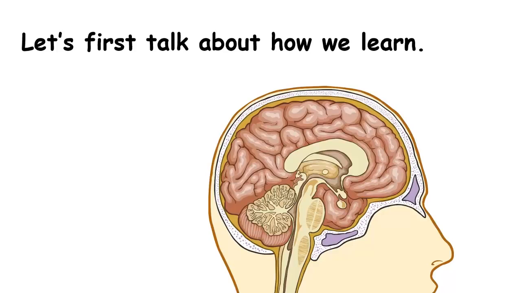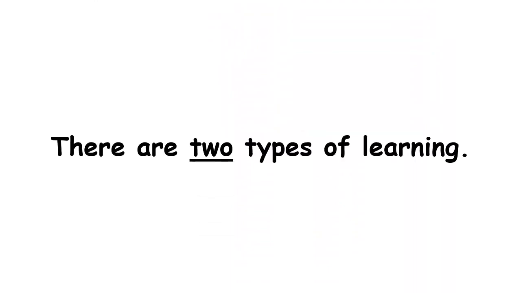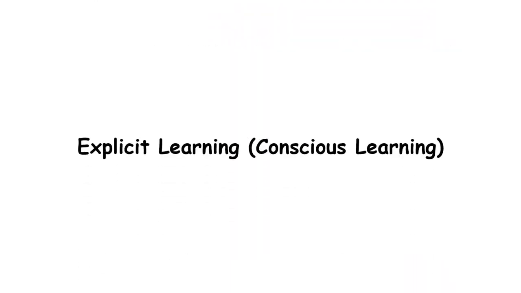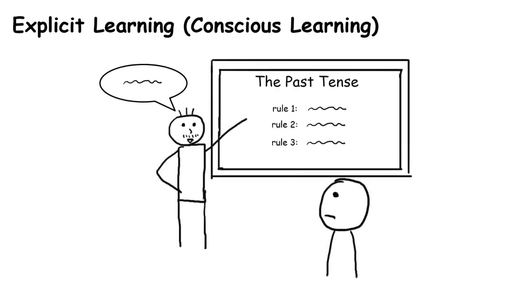So let's begin. The first thing you need to know is that there are 2 types of learning. The first type of learning is called explicit learning or conscious learning. This is the type of learning where the learner knows that he is learning something and also what is being learned. One example of explicit learning is studying grammar. When you listen to an English teacher explaining the past tense, you're learning English explicitly by consciously memorizing how to use the past tense.